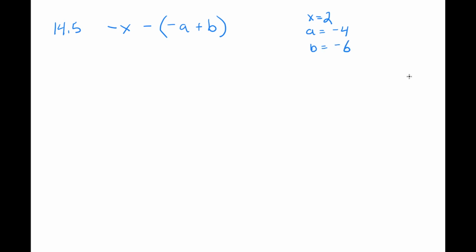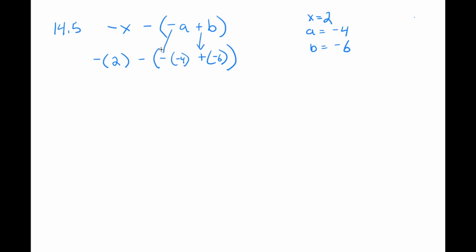All right, so I want you to pause the video and work this problem, and then come back and see if you got the same thing I did. So your first step should be to make the buckets, okay? That's what you should do first. Make your buckets. Then you're going to put in the values for your bucket. So we have a 2 where the x is, a negative 4 where the a is, and a negative 6 where the b is. And see, I already have the signs that were there.